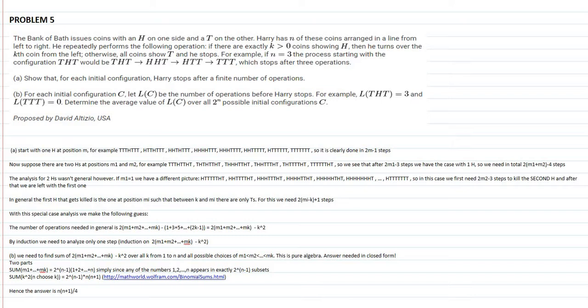They gave here a simple example. We start with a configuration THT. Here k is equal to 1 because you have only one H. So you turn over the first coin from the left, so you obtain HHT. Now k is equal to 2. So you turn over the second coin and you get HTT, and now k is equal to 1 again, so you turn over the first coin, so eventually you get TTT and you're done.